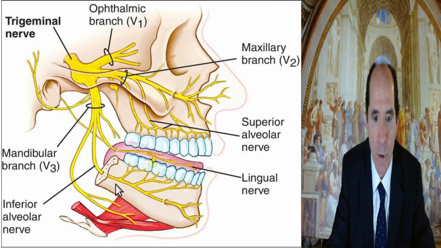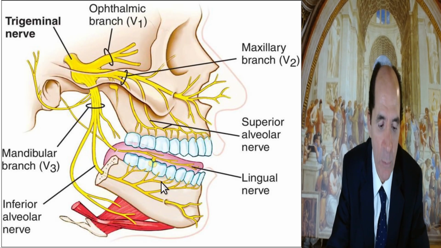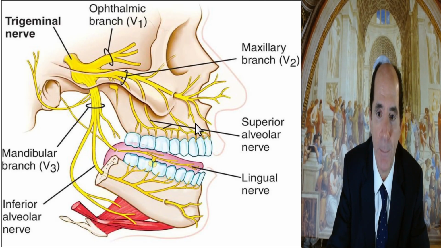And so this is the mandibular nerve. And then notice how the nerve comes into the bone, into the mandible, and then it extends up into the tooth from the bottom of the tooth. Okay, now we're going to go through that in more detail.